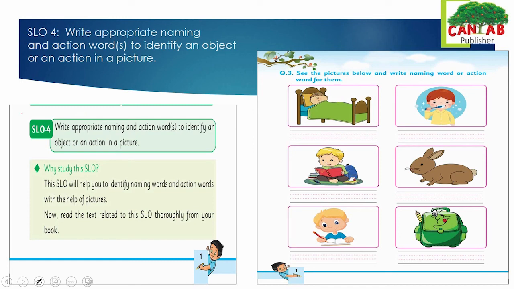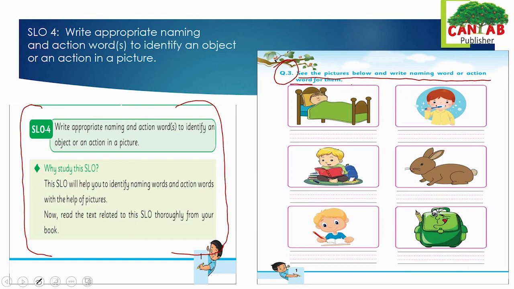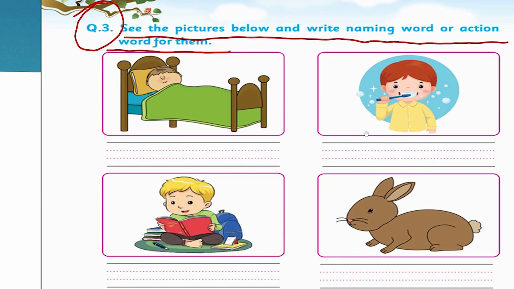The SLO is mentioned here on this part of the page, and the question you have to do was see the pictures below and write naming word or action word for them. I'll zoom it for you. See the pictures below and write naming word or action word for them. Now have a good look at the picture and then what action is this child doing? This activity, you have to name this activity. Remember, it will be a word with ing. It's an action word. He's doing something.